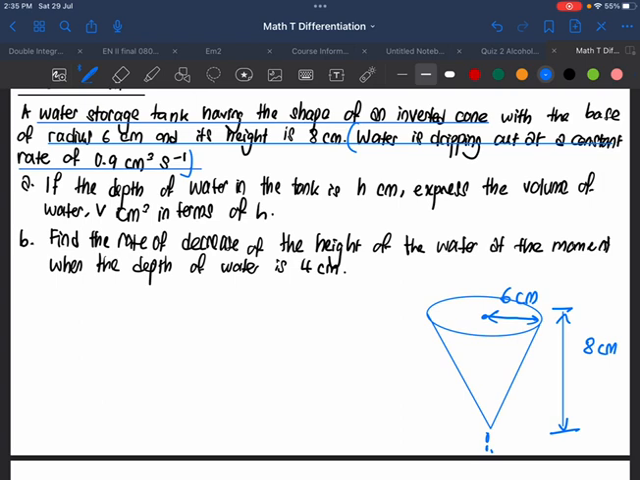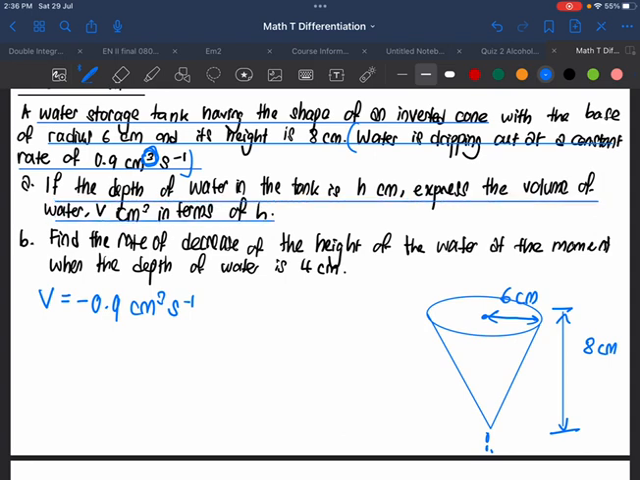It drips at the rate of 0.09 centimeter cube, and you can notice this is actually volume. So the rate of change of volume is negative 0.09 centimeter cube per second, which means the volume of the water is decreasing. So what is the question required to find? If the depth of the water is h centimeters, express the volume V centimeter cube in terms of h.